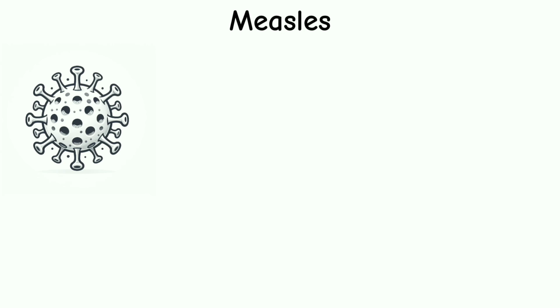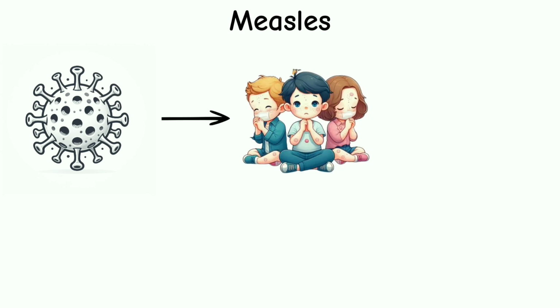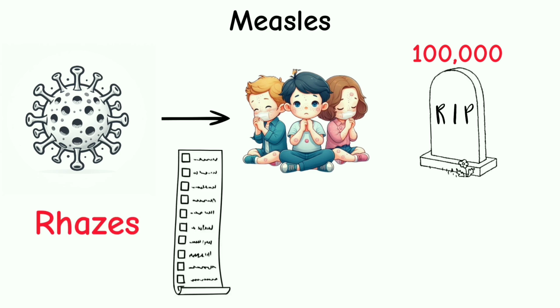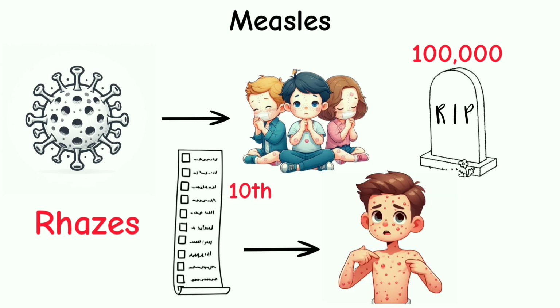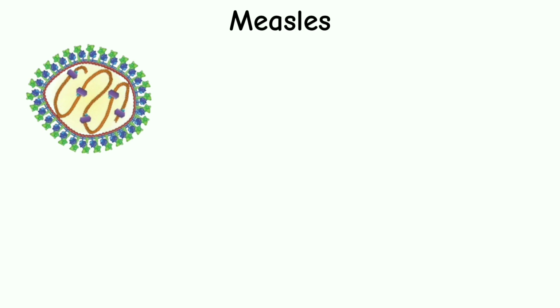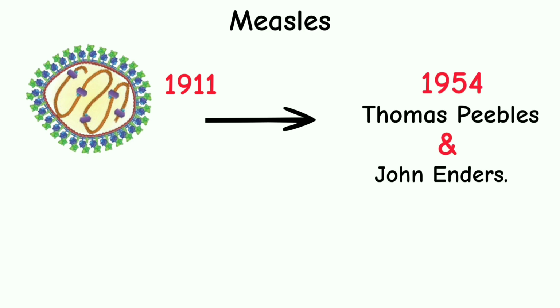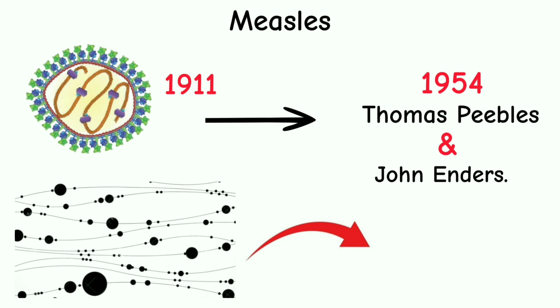Measles. Measles is a highly contagious viral infection that primarily affects children. It remains a major public health concern, causing over 100,000 deaths per year worldwide. The Persian physician Rabies gave the first clinical description of the disease in the 10th century, clearly differentiating it from smallpox. The viral nature of this disease was demonstrated in 1911, and the virus was identified in 1954 by Thomas Peebles and John Enders. The measles virus spreads through the air and can remain contagious for several hours.